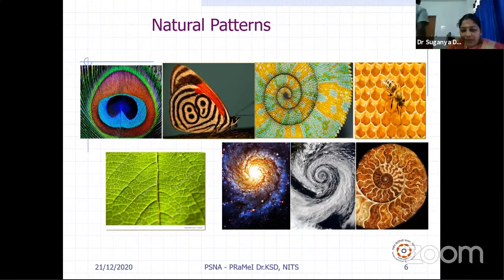These are nothing but natural patterns, right? If you take the peacock's feather, it will be like this only. The color distribution will be like this, and it will have the structure like this, right? Even the honeybee has the beehive, which has the hexagon pattern, and even our universe, the Milky Way galaxy, has a pattern, and so does the leaf. These are all the patterns that are available in nature. That is called natural patterns, right?